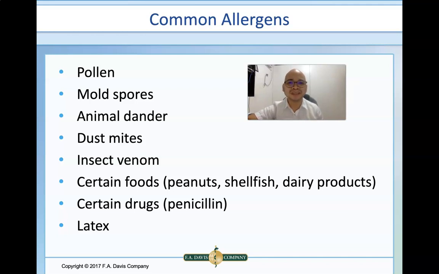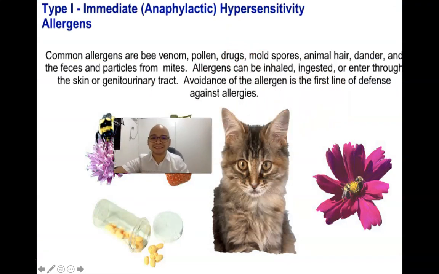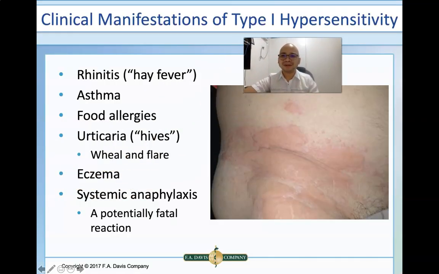If there's a history of allergies in the family, if it runs in the family, the offspring would also be allergic to certain allergens. Certain drugs can also cause allergic reaction, the most common being penicillin, and then of course latex. That's why some people have harmful reactions whenever they wear, for example, gloves made of latex. So again, these are the common allergens, and possible clinical manifestations would include rhinitis.